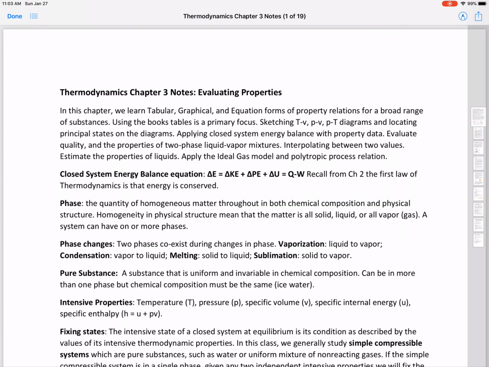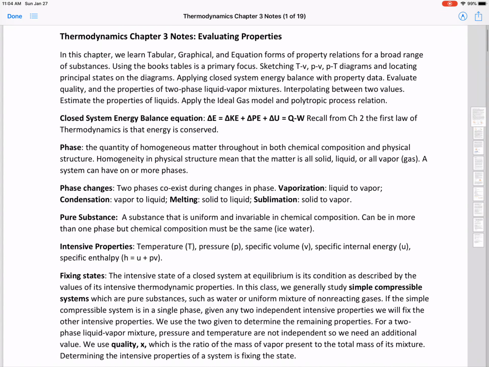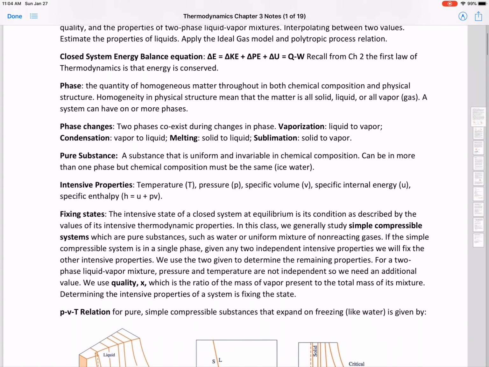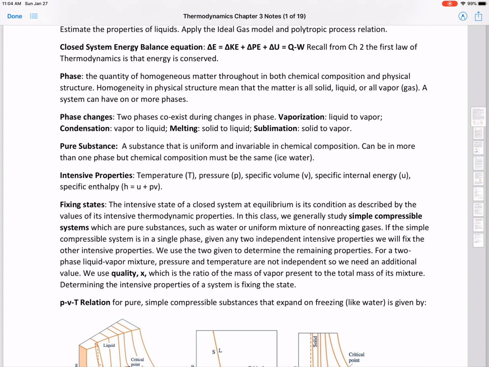We'll evaluate quality and properties of two-phase liquid-vapor mixtures, and we'll interpolate between two values, super important, and estimate the properties of liquids. We'll also apply the ideal gas model and polytropic process relations in this chapter. This chapter is really the basis for everything going forward and being able to figure out the values we're going to use, so it's really a super important chapter.